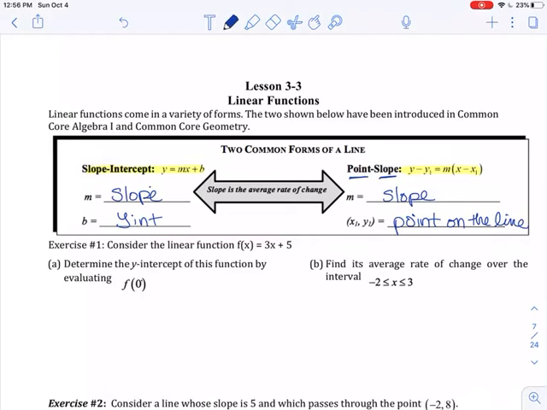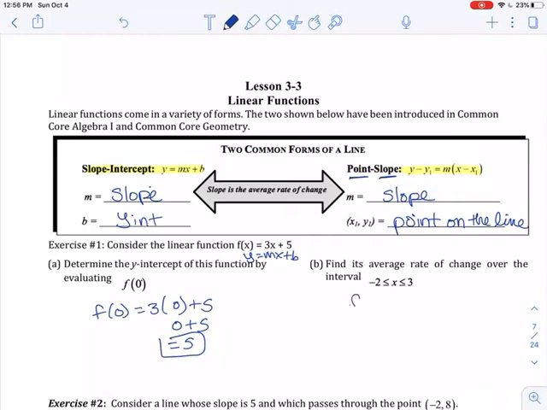So let's look at example 1. Consider the linear function f(x) equals 3x plus 5. Determine the y-intercept of this function by evaluating f(0). So f(0) equals 3 times 0 plus 5. I'm plugging in 0 for x. 3 times 0 is 0, and 0 plus 5 is just 5. That is my y-intercept, which makes perfect sense because if I'm thinking back to y equals mx plus b, my y-intercept is my b, which in this case would be my 5.